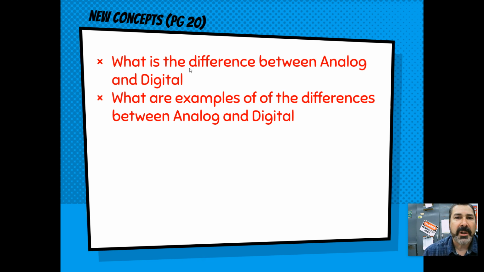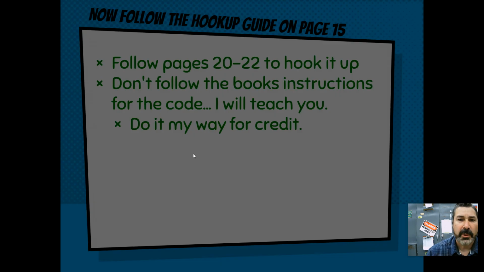So let's look at some new concepts. Again, on page 20, what's the difference between analog and digital? Because this thing is going to be reading analog. And what are examples of the differences between analog and digital? Answer that in your notes. If you don't know how to answer that, ask me. All right, let's go ahead and hook it up.